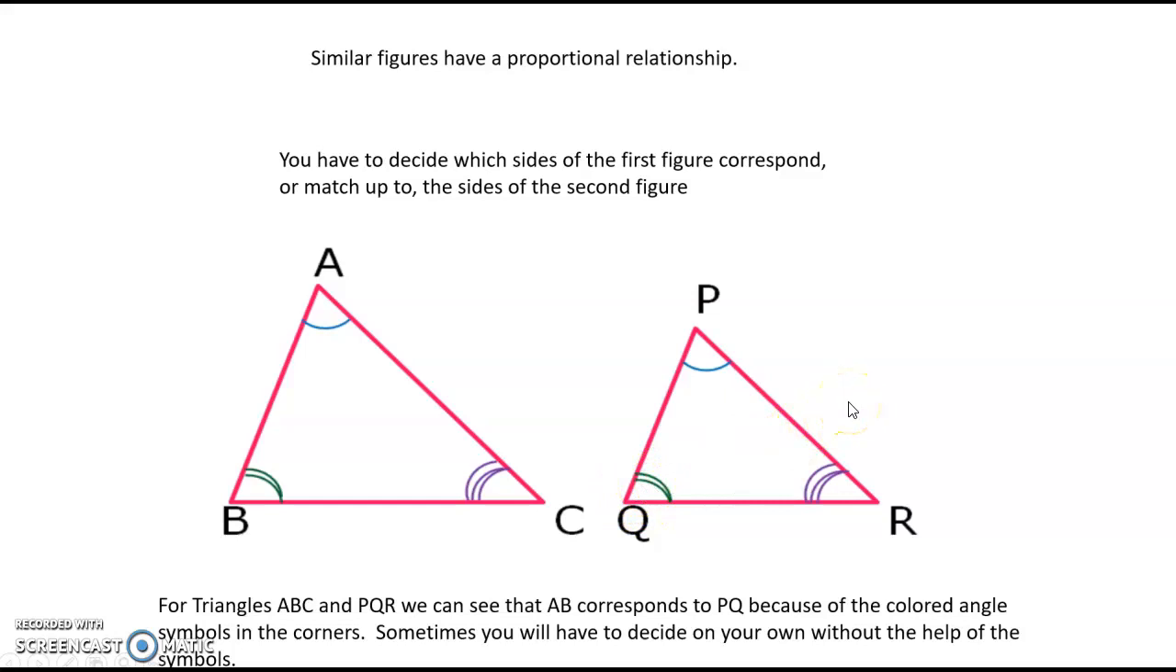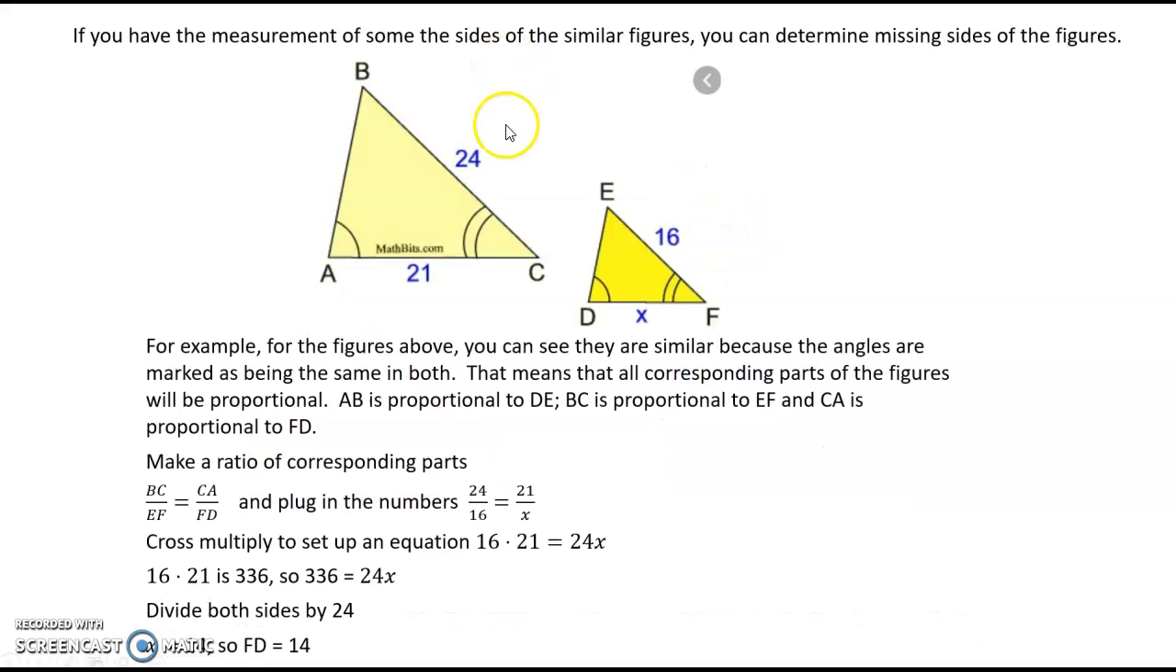Sometimes you will have to decide on your own without the help of any symbols, but a lot of times there will be angle marks in the corners of the triangle or a square in the corner to show that it's a 90-degree angle. So those things will help you. If you have the measurement of some of the sides of similar triangles, then you can determine some of the missing sides of the triangles.